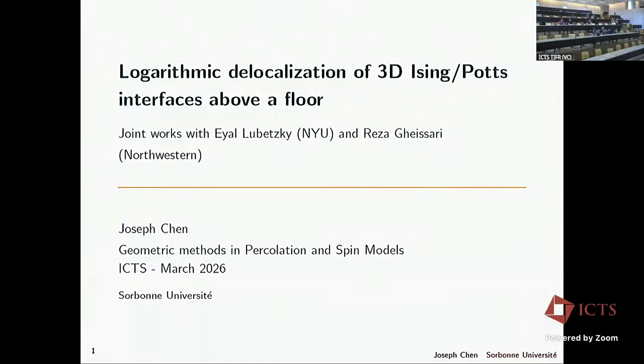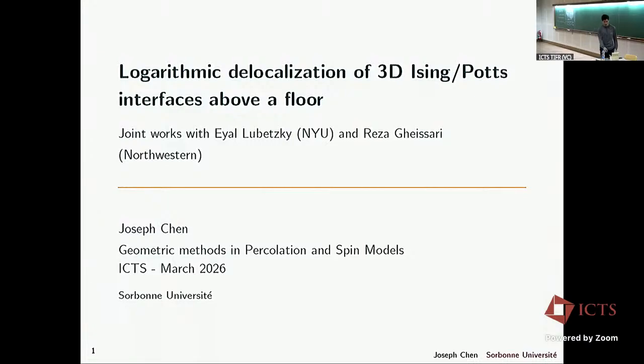It's a pleasure to have Chen today, who will speak about logarithmic delocalization of Ising and Potts above a floor. Yep, thank you for the introduction. So I'll be discussing some joint works with Eyal Lubetsky, who was my PhD advisor when I was back in New York, and also with Reza Gheissari, who is at Northwestern.